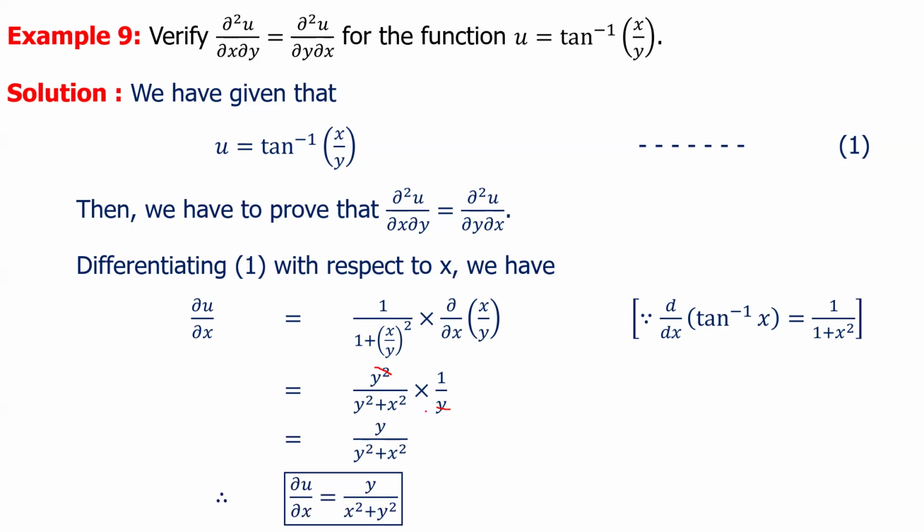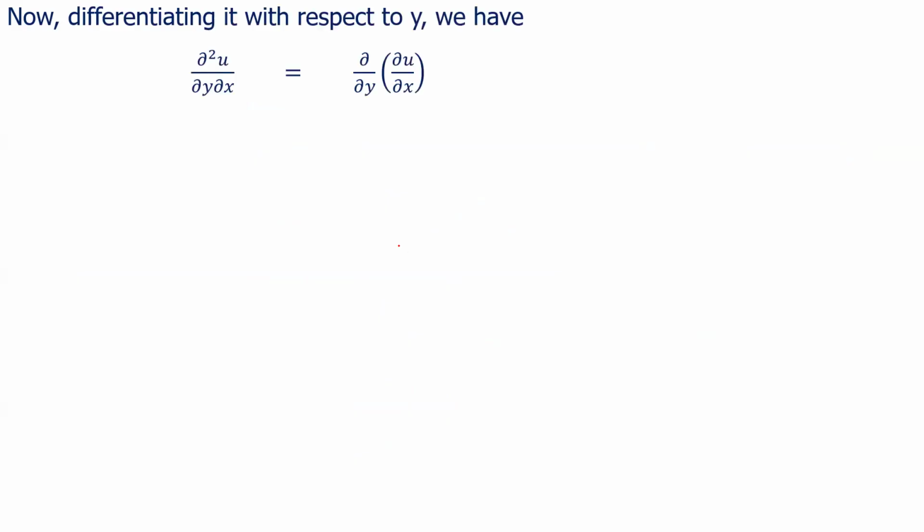Now we want to find the second order partial derivative with respect to x and y. Now again, differentiating it with respect to y, we have del 2u del y del x, which is written as the partial derivative with respect to y of the partial derivative of u with respect to x, and we have to again differentiate partially with respect to y. So we know the value of del u del x. In the last step we found del u del x is nothing but y upon x square plus y square. So let us just put the value of del u del x.